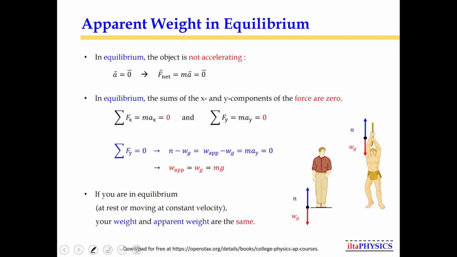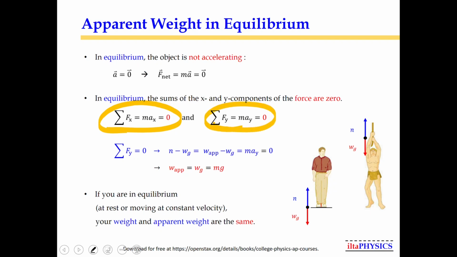First, let's look at apparent weight when an object is in equilibrium, that is, at rest or moving at constant velocity. If acceleration is zero, then according to Newton's second law, the net force acting on the object must also be zero. When we break this down into horizontal and vertical directions, the net force in each direction turns out to be zero as well.